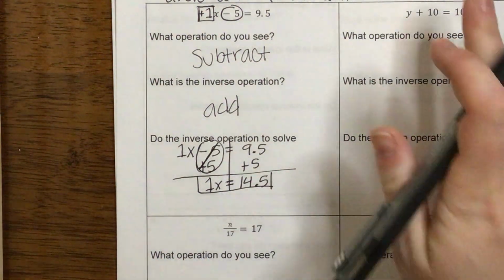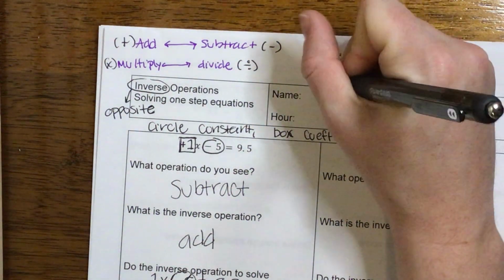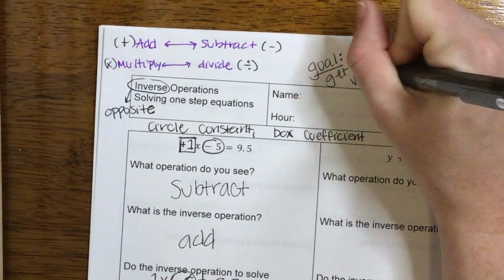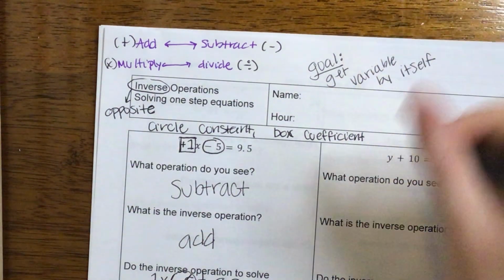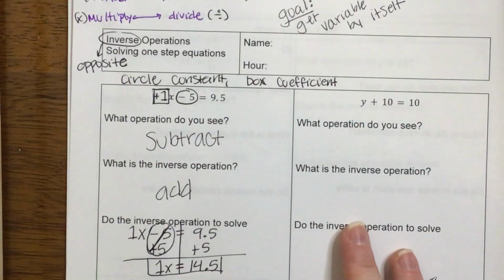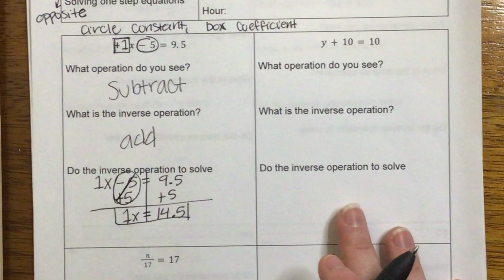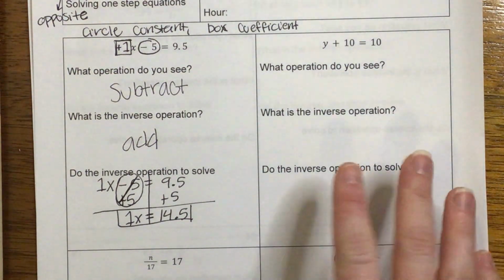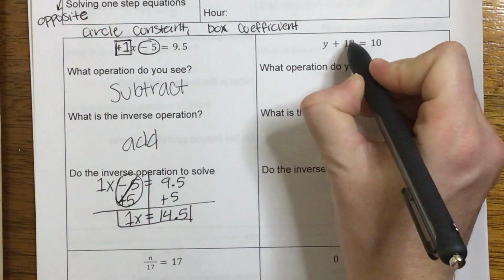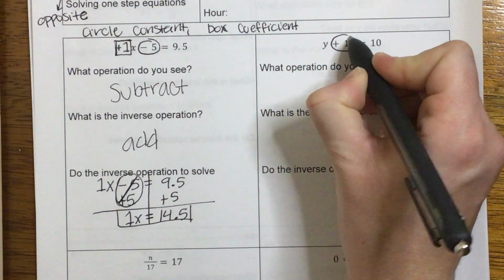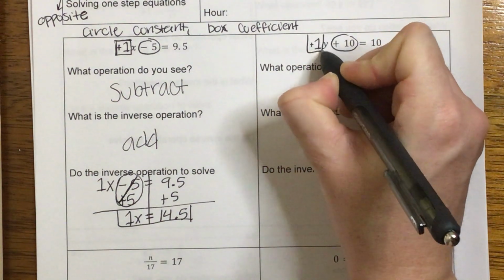And I also want you to make a note that your goal of solving equations is to get the variable by itself. So I'm always looking for 1x or 1y or 1 of whatever my variable is. Okay? All right, so y plus 10 equals 10. I'm going to circle my constant, including the sign, plus 10. I'm going to box my coefficient. It's a positive 1.